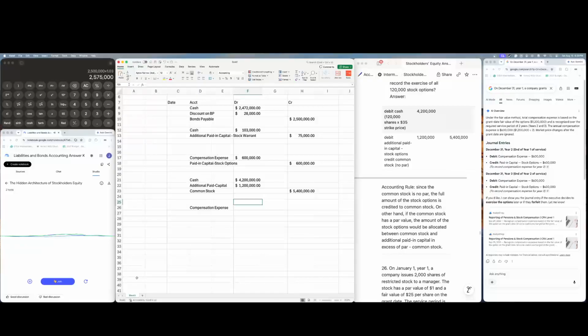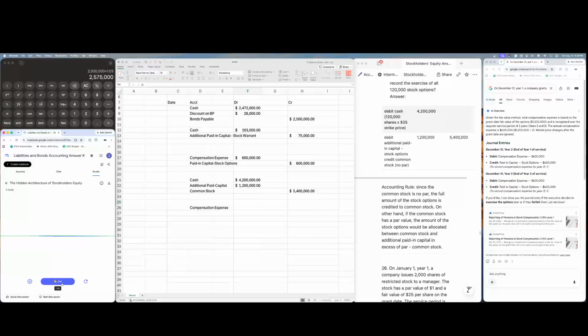So we debit the expense to show the cost of that work to the company. And we credit the paid-in capital account to show the employee's growing stake in the business. But the actual distribution of stock happens later, at the exercise date. That is when the company finally gets the cash we're asking about.